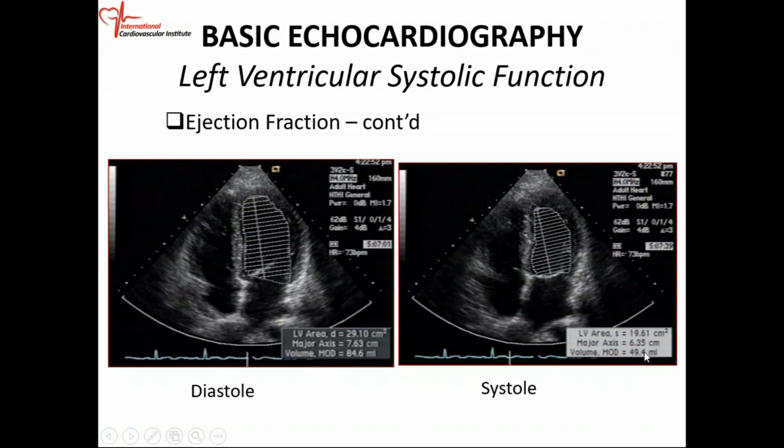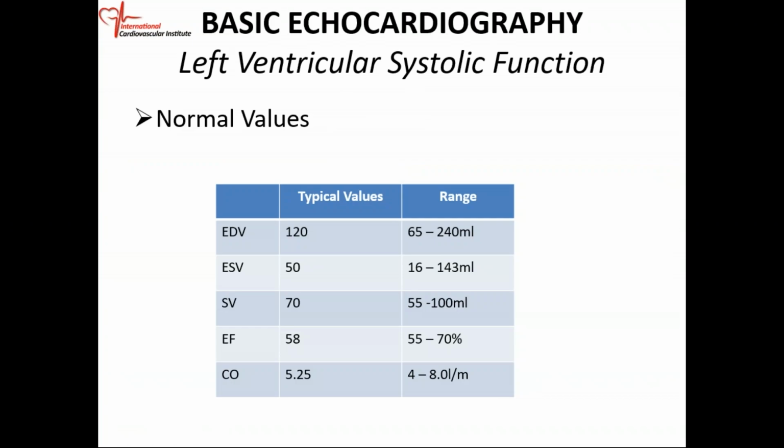It calculated 49.4. So the next thing it's going to do is subtract from this 84.6 your 49.4. That's going to give you the stroke volume, and then it's going to divide that by the end diastolic volume. You get an ejection fraction.